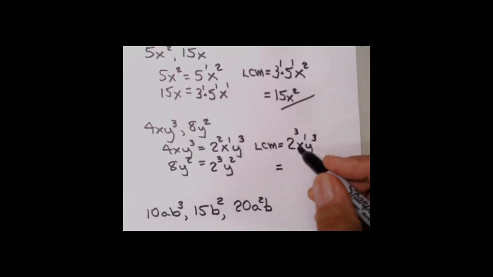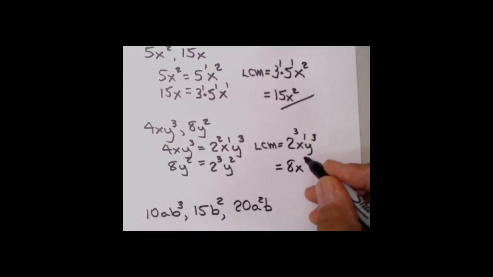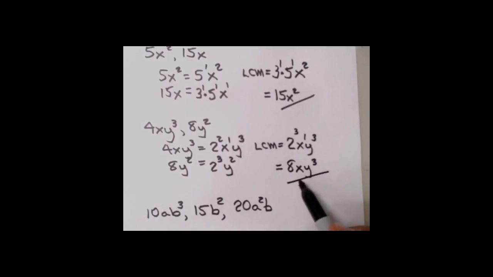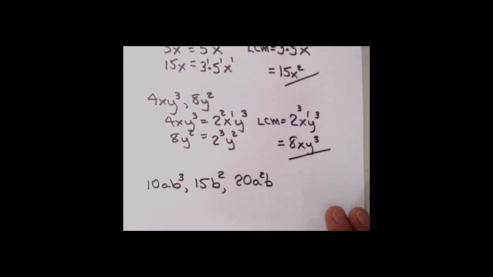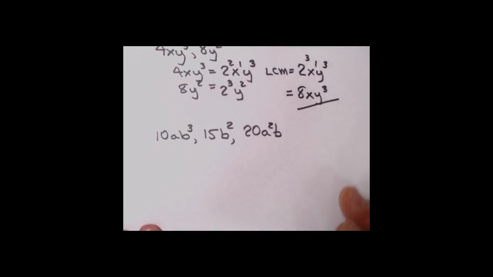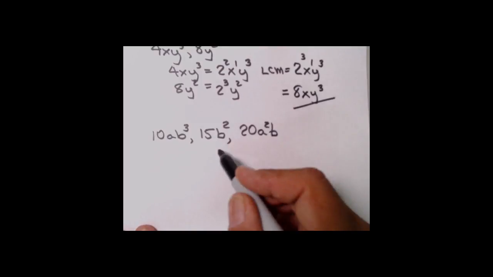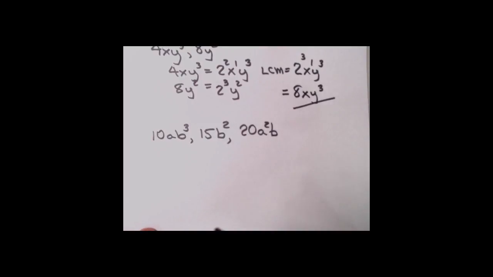Okay, well, what's our LCM? 2 cubed is 8. We have a single x. You can leave the power off or put the 1 if you really want to. And then y cubed. Okay, there is our LCM. Well, let's look at one last example here where we've got 3 terms here that we're working on.